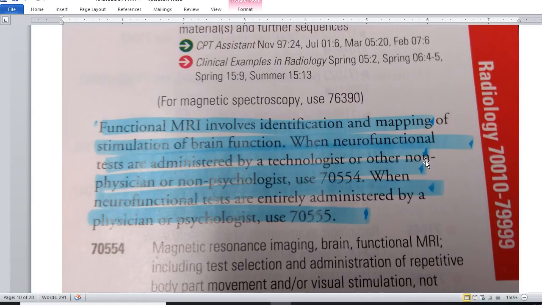But now they do this for a variety of purposes, especially if someone's had like a stroke, traumatic brain injury, things like that. And again, these can match with the neurofunctional testing from medicine. So keep that in mind, all right?